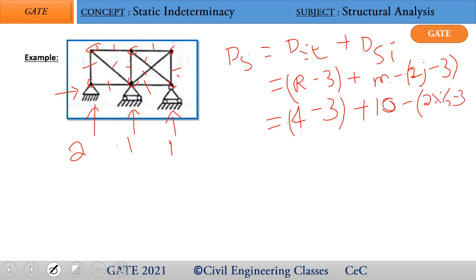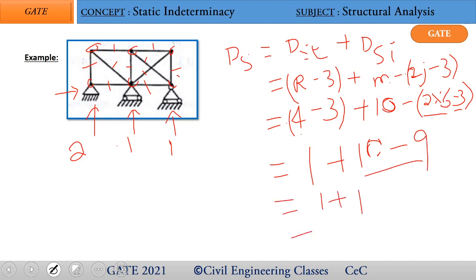Okay. So now you can solve this equation. You will get 4 minus 3 is 1, plus 10, minus 2 into 6 is 12, minus 3. So 12 minus 3 you will get 9. Okay. So now here 1 plus 10 minus 9, 1. So you will get 2. Okay. So this truss has a total static indeterminacy of 2.